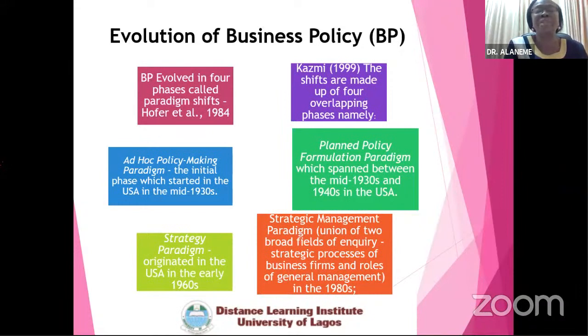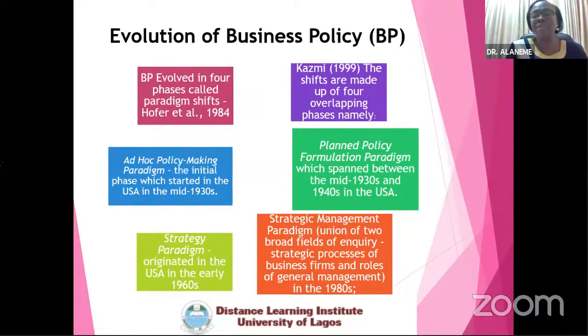And so they started with the ad hoc policy making, which was short in nature, maybe for a month, 2 months, 3 months. And of course, that did not take care of their problems. It did not solve their problems. And so still in that mid-1930s, towards 1940s in the USA still, they decided to see if they can have a long-term plan of their activities, given also the functional areas that were in operations then, and then looking at the possibility of integrating these functional areas. So they came up with the planned policy formulation paradigm.